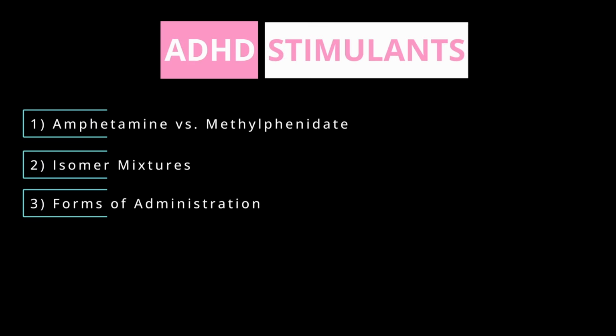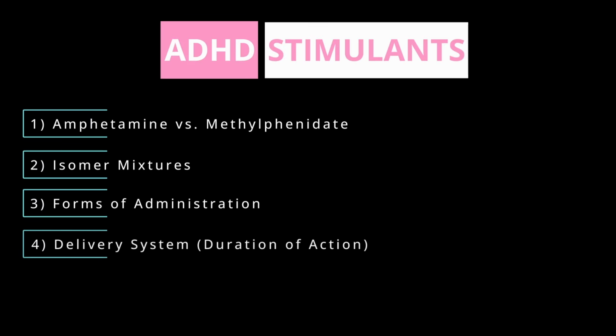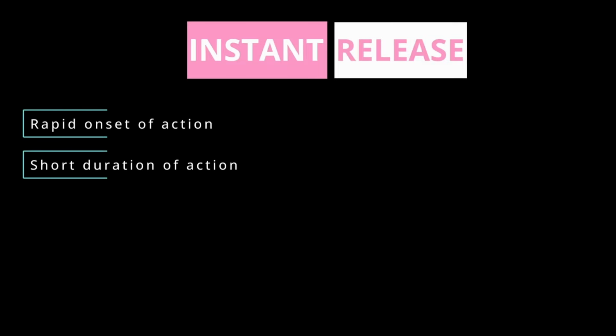So it's the different delivery systems that play a big role in terms of the different stimulants' onset of action and duration of action. The first stimulants that were available were instant release. Instant release medications are quickly absorbed in the bloodstream, so they have a rapid onset of action. But the issue is that the medications don't last very long. They have a short duration of action.